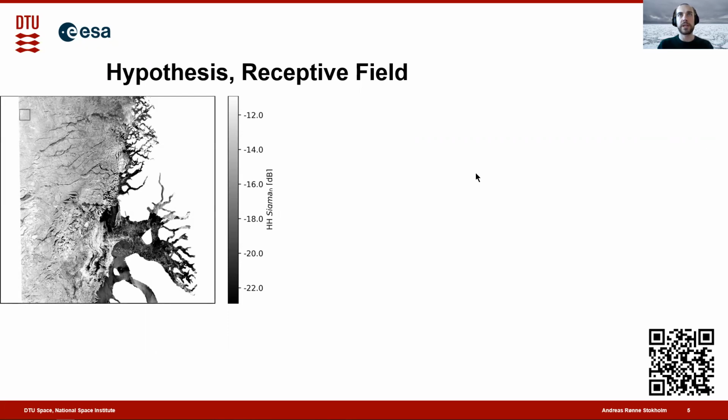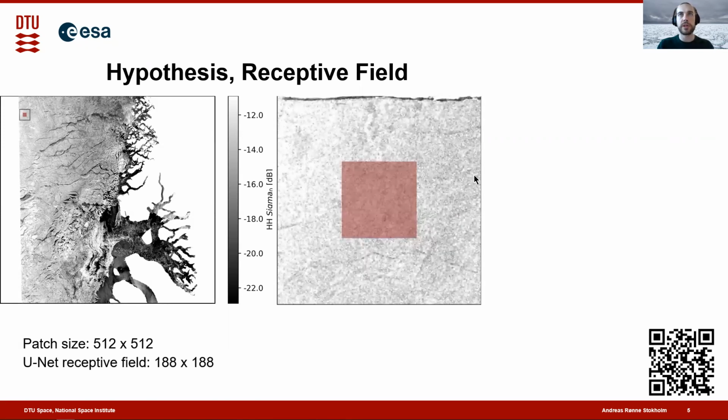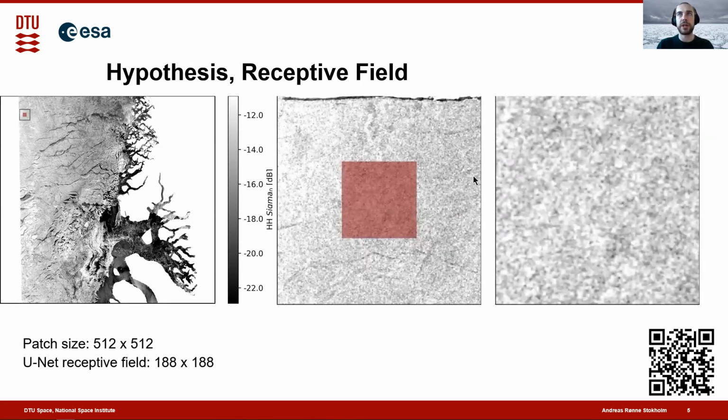Here we see a typical patch size of 512 pixels used for model training. The white square is then the receptive field of a standard U-Net of 188 pixels. If we first zoom into the patch and then further into the receptive field, we can see that this area is very difficult to distinguish between sea ice and open water.